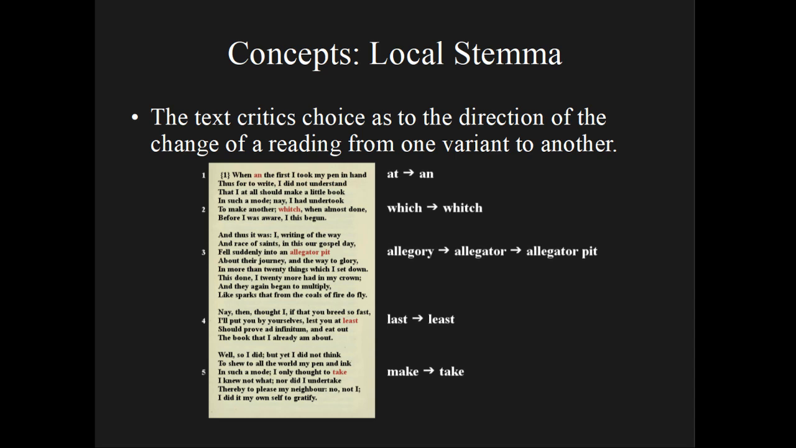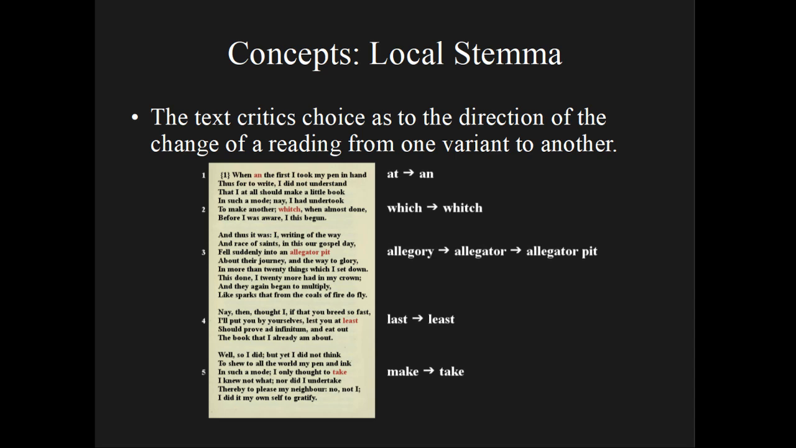It's them sitting down with the NA28 or whatever and just saying, okay, well, of these variants, this is the direction, right? This is the direction of change. It changed from allegory to alligator pit over time. And so that's what the local stemma is, and they'll do that for each variant in the New Testament, basically choosing which is the original and then which is the derivative.